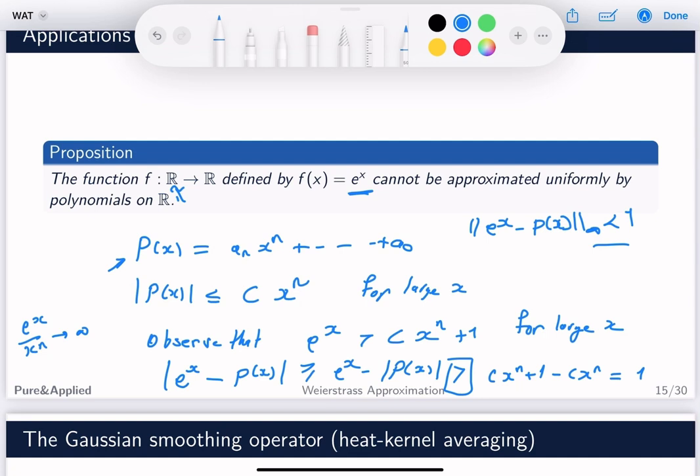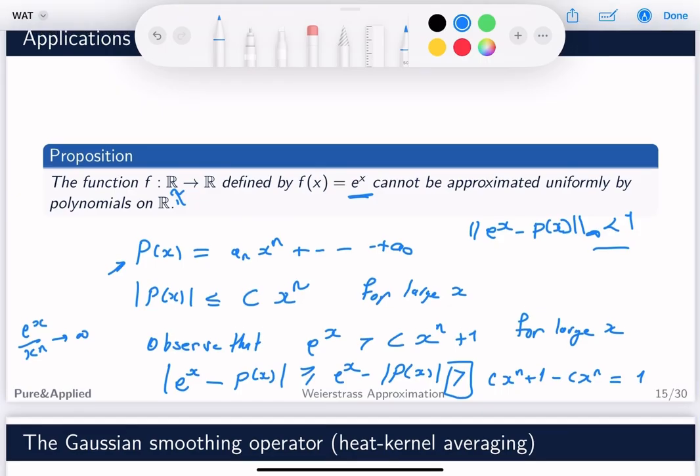We can, however, approximate e to the x by a sequence of polynomials converging to it uniformly. However, we cannot find a fixed polynomial that approximates it uniformly on the whole real numbers. That doesn't work. The compactness assumption is very important and cannot be waived, I guess.